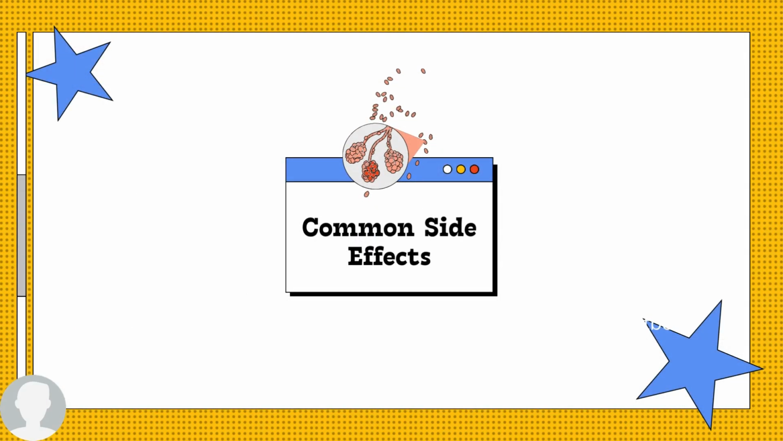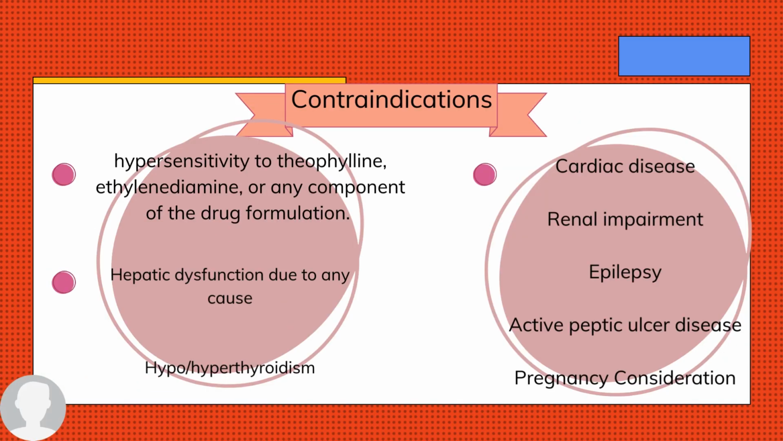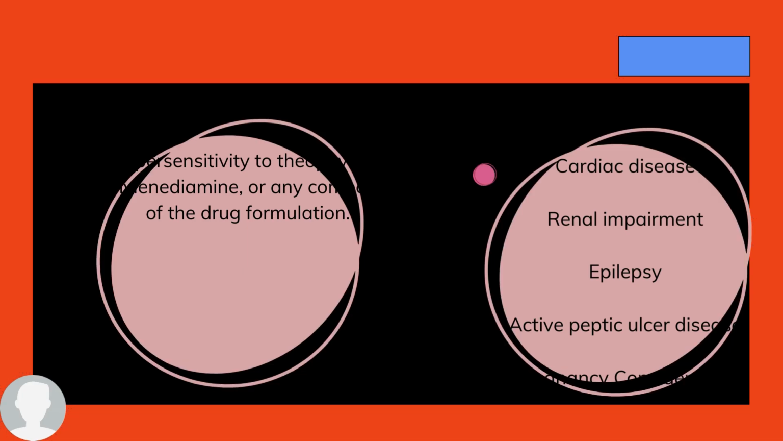Most common side effects of aminophylline include lightheadedness, seizures, shakiness, diuresis, which is increased urination, as well as irregular heartbeat. Due to its extensive side effects, aminophylline is contraindicated in people with hypersensitivity reactions to any of its components. People with cardiac disease, epilepsy, renal impairment, and peptic ulcer disease are also advised to take caution while consuming aminophylline.